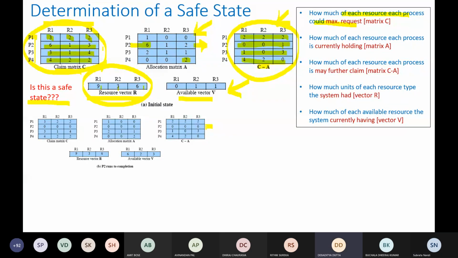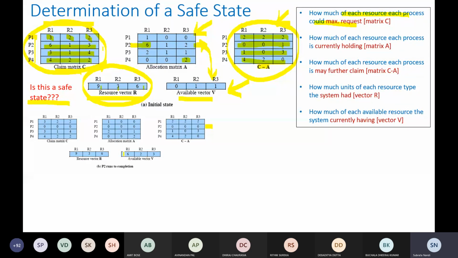Yes, sir. We assume that all are requesting. Can I satisfy any of the processes' requests? Yes, I can, that is P2. So if I satisfy it, what will P2 do? It has not only claimed this, but it will also release all of this, I mean, what has been allocated to it. So you can think that this row will be added to this V, right? The second row of the allocation matrix will be added to the avail vector.